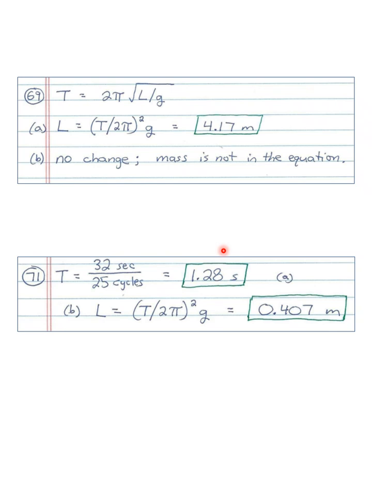That's the period. If you want to know the frequency, which the problem is not asking for, you would just take the reciprocal of that. Question B then asks, what is the pendulum's length? Well, in number 69 above, you can see I've algebraically solved for L, so be sure that you can do that. We get L is the square of T over 2 pi times g. So we plug in T, g, do that, and we get a length of 0.407 meters.